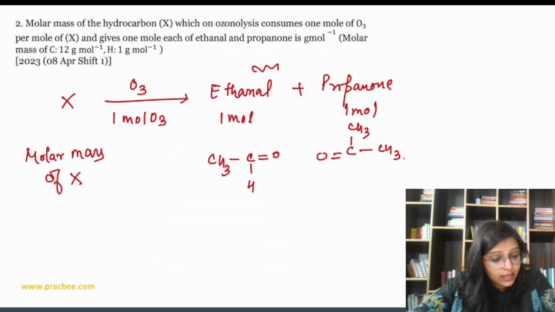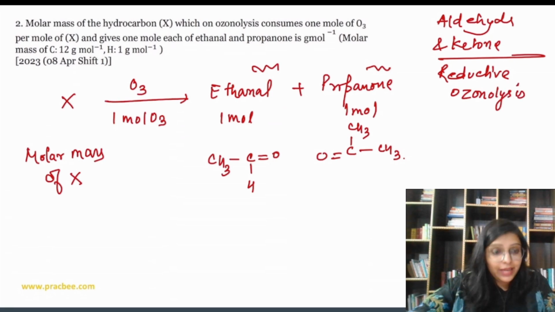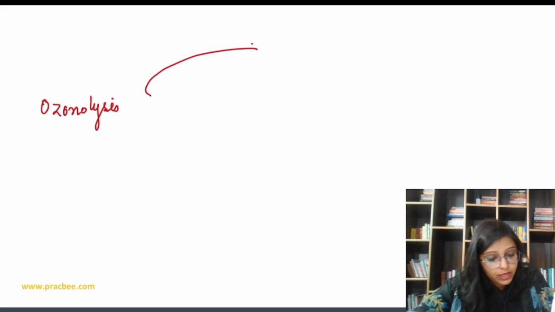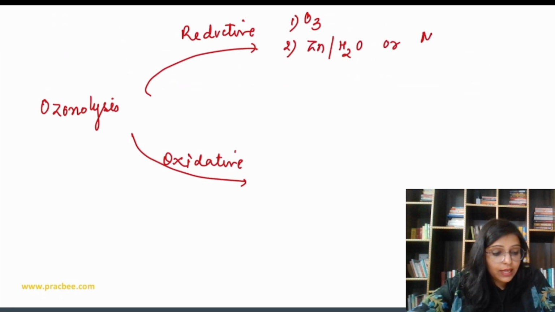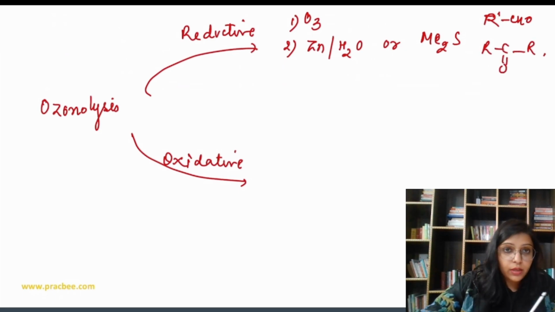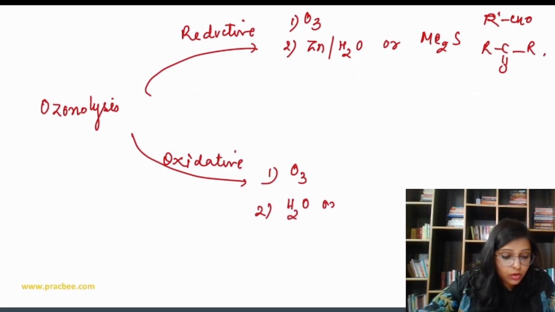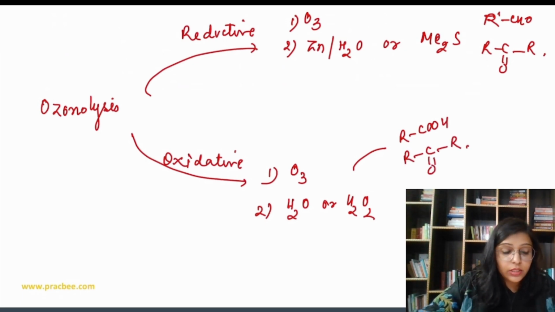So see, we get an aldehyde and a ketone. This is the part of reductive ozonolysis. Basically we have two types of ozonolysis: one is reductive and the second is oxidative. In reductive ozonolysis, first O3 and then Zn/H2O, or dimethyl sulfide. The products are going to be either aldehyde or ketone. Now oxidative ozonolysis, we write O3, then water or H2O2. The products: aldehyde is converted to carboxylic acid while ketone remains ketone. Understood?